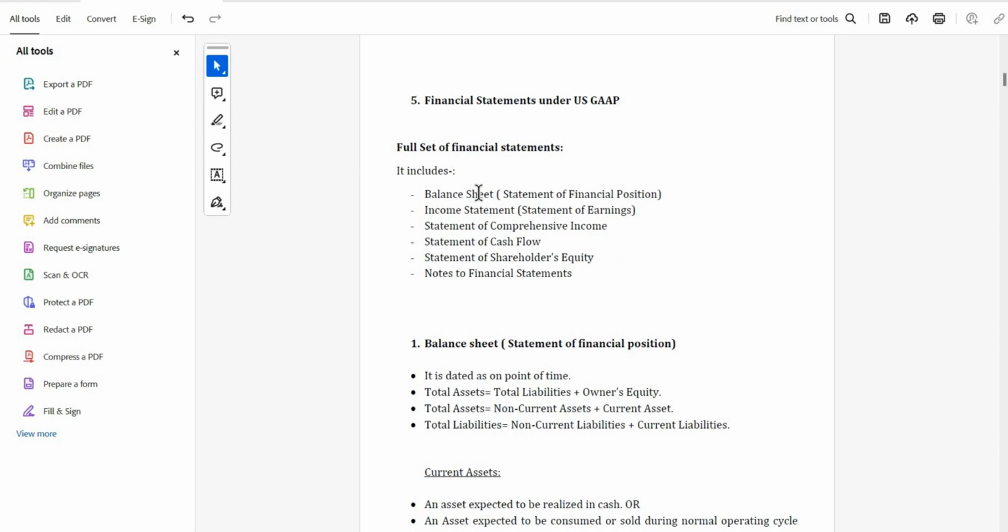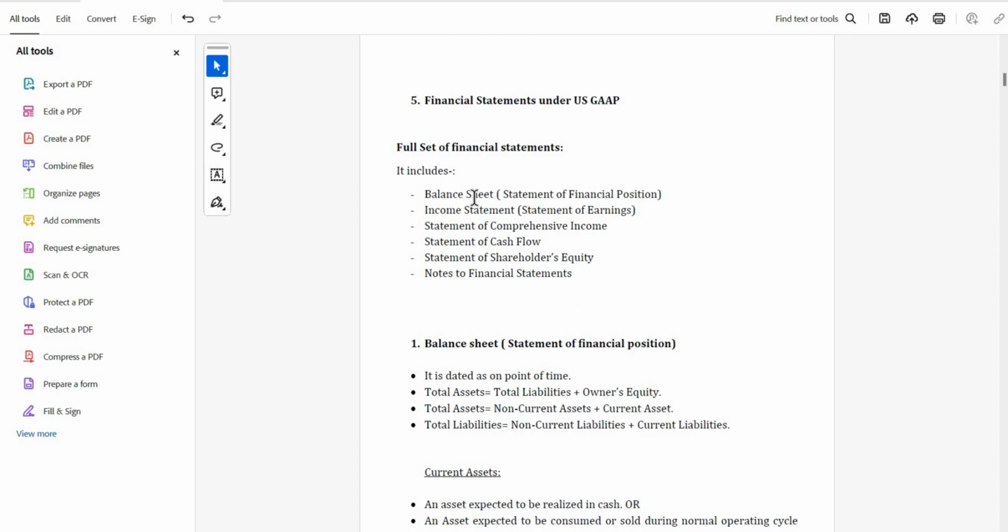One is balance sheet, second one is income statement, third one goes with this income statement, that is statement of comprehensive income or statement of cash flow. There is no fixed sequence, but when we prepare annual reports, we follow this order. Remembering this sequence is not important for your CPA exam, but it's important for your practical life.